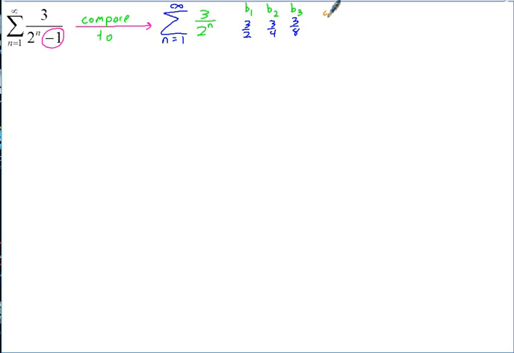So notice this is a geometric series, whenever you multiply by the same constant each time to get to the next term. Our common ratio is a half. And remember with the geometric series test, if that's between -1 and 1, which it is, 1/2 is between -1 and 1, that means this series converges.